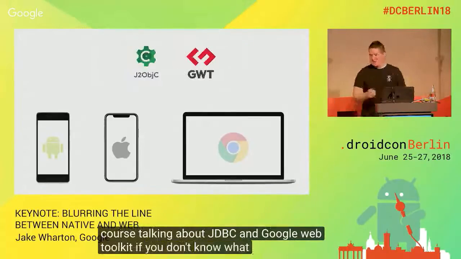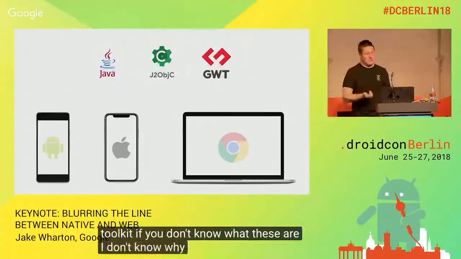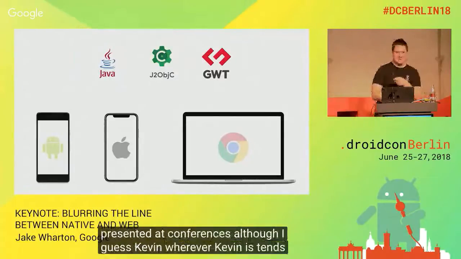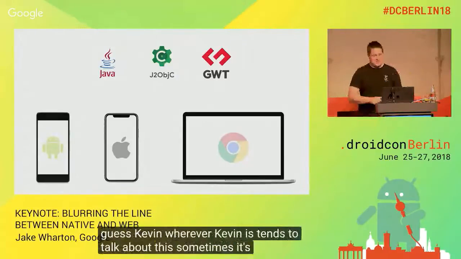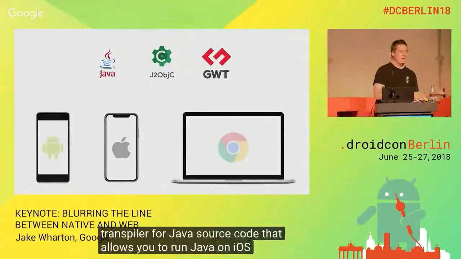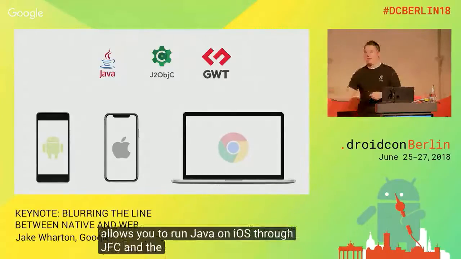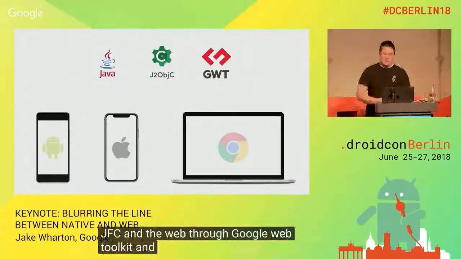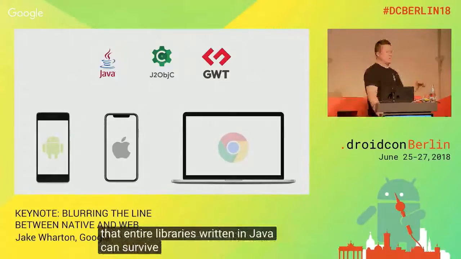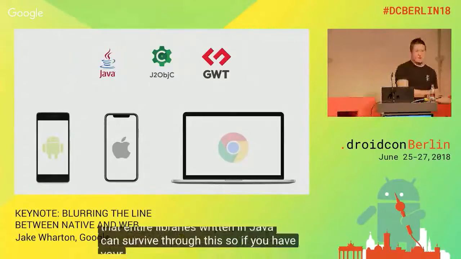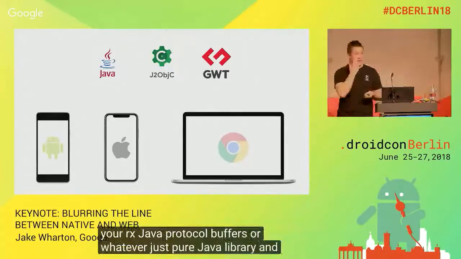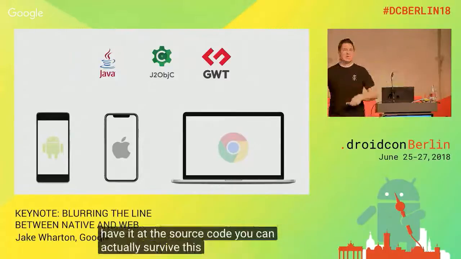If you don't know what these are, I don't know why we never see these presented at conferences, although I guess Kevin, wherever Kevin is, tends to talk about this sometimes. It's a transpiler for Java source code that allows you to run Java on iOS through J2ObjC and the web through Google Web Toolkit. And what's really cool about this as being a source transpiler is that entire libraries written in Java can survive through this. So if you have your RxJava, protocol buffers or whatever, just a pure Java library, you have it at the source code, it can actually survive this cross compilation.